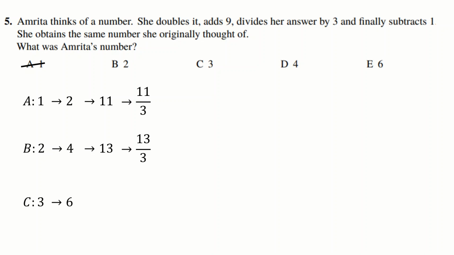C, 3 doubles to 6, add 9 is 15. That does divide by 3 quite nicely. But then when you take away 1, you don't end up with the thing you started with. So that doesn't work. Next one doesn't work either. 17 won't divide by 3 very easily, so stop there. And the answer turns out to be E.